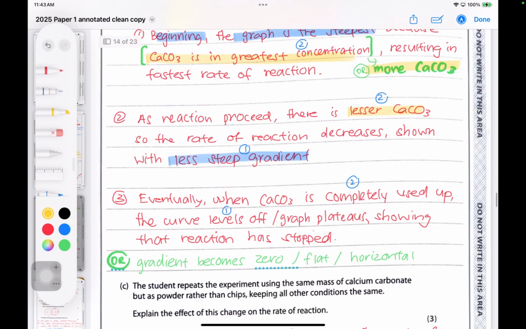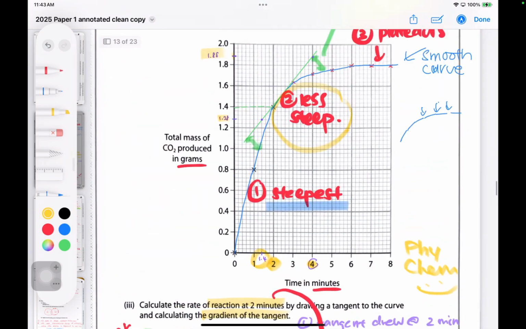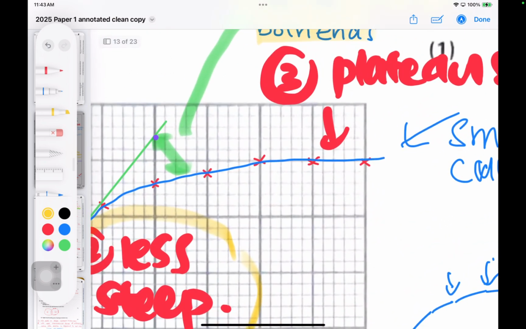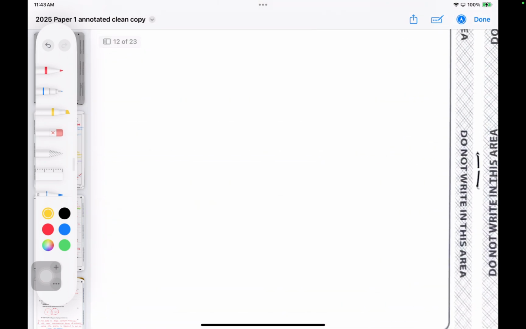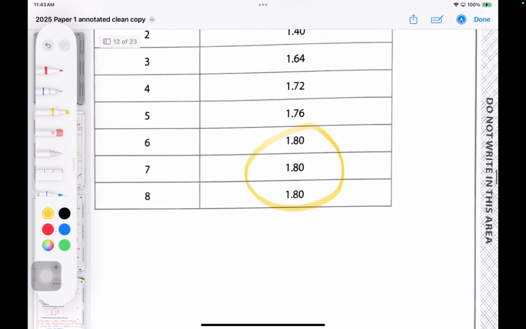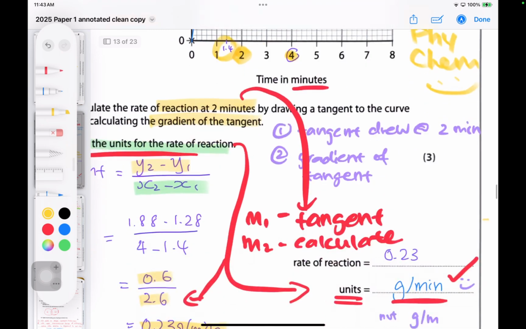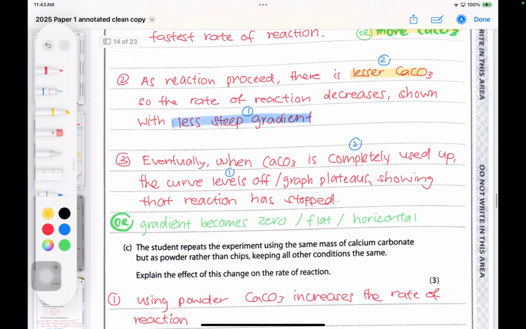And then finally, you can see that at the end it flatlines. How do I know it flatlines? You can go to the table, and you should see that the last 3 plots are at the same level: 1.8, 1.8, 1.8. So it flattens out, it levels off. How do we describe this? We can say the graph levels off, or the graph plateaus. If you find these two words really hard, you could say that the gradient becomes 0, or flat, or horizontal. Those are alternative words you could use as well.